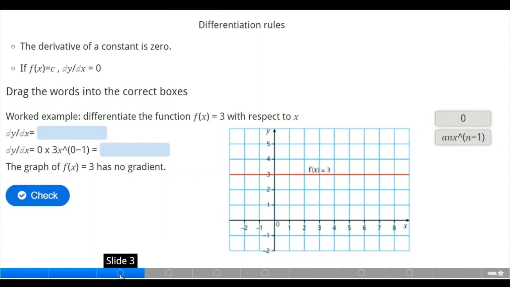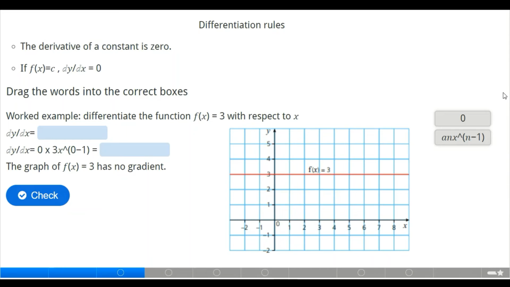Now we have some rules that are going to serve as a guide for us to differentiate any given function. The first rule says that the derivative of a constant is 0. So if the function f of x equals a constant c, dy/dx equals 0. So whenever we are differentiating any given constant, our answer is going to be 0.